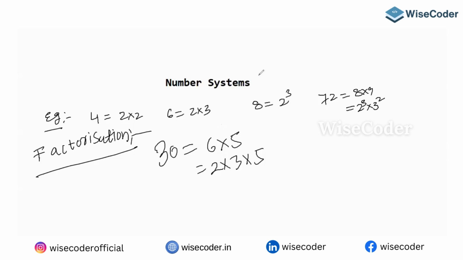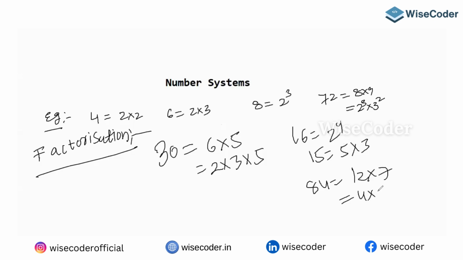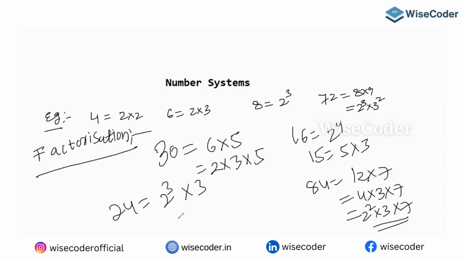Any number you take, 16, how am I going to write it? 2 power 4. 15, how am I going to write it? 5 into 3. Okay, 84. Whenever 84 is there, how are you going to write 84? First, you can write 12 into 7 is 84. Yes, 7 is a prime, but 12 is not a prime. So you can write 12 as 4 into 3 into 7. 4 is what? 2 square. So 2 square into 3 into 7. You can write it as primes. 24, how are we going to write? 2 cube into 3. Yes or no? 72, just now I saw 8 into 9, which you can write as 2 cube into 3 square.